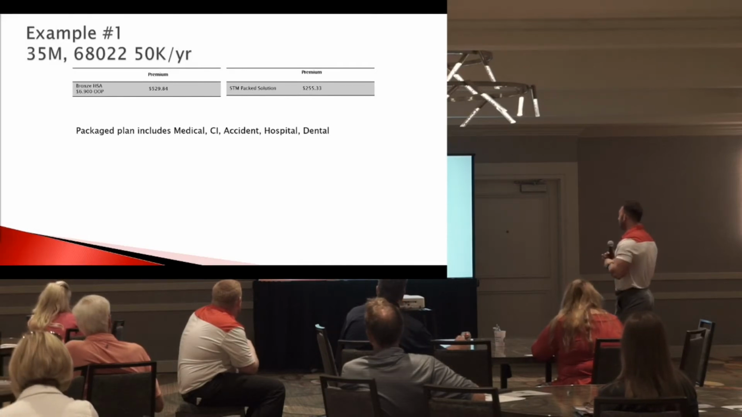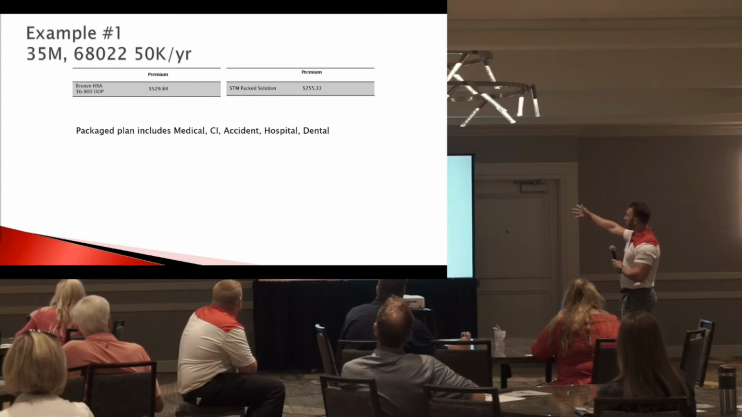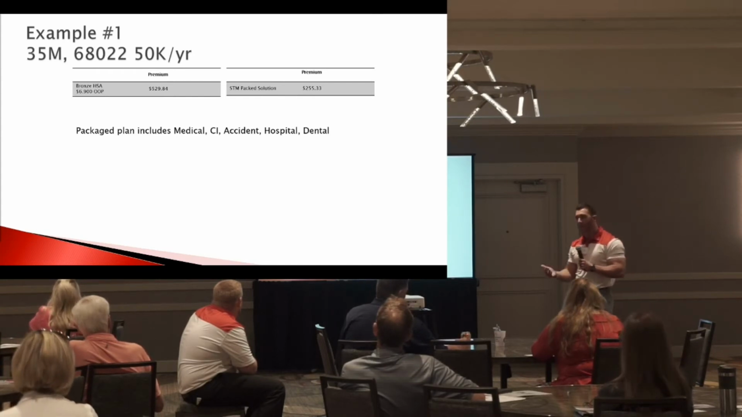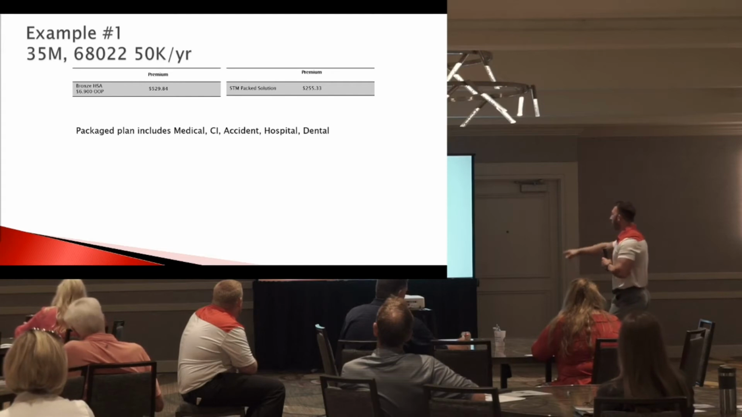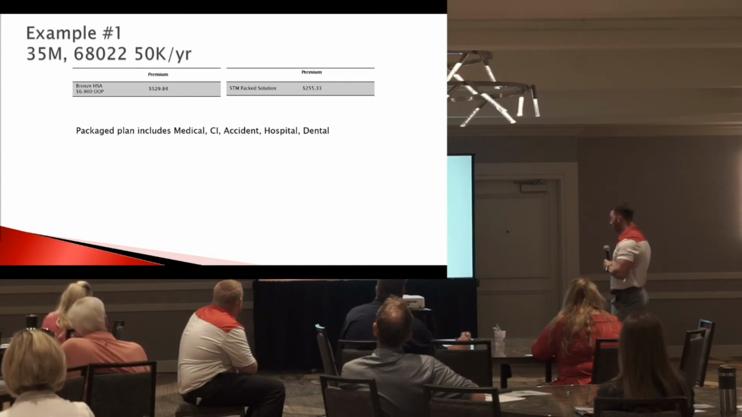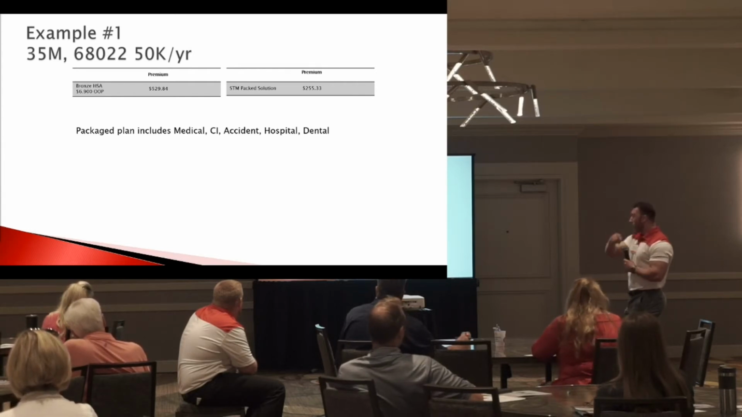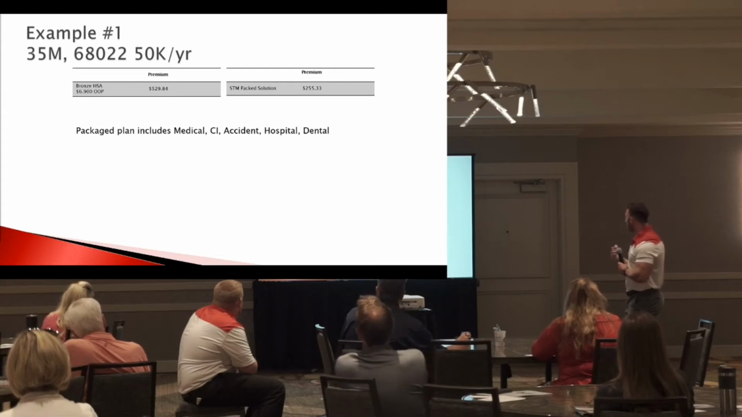So these are some examples that Nate had put together. So we have an ACA plan on the left and a short-term medical on the right. And so this is a quote in Elkhorn of a 35-year-old male. He makes over the amount to collect any kind of subsidy, so he would pay full price. On the left, you've got a $6,900 out-of-pocket max bronze plan. And then you have a short-term medical package, which is going to have medical, a critical illness, accident, hospital, and dental.